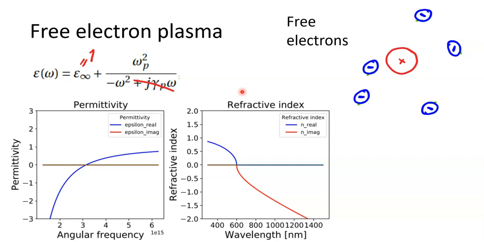Refractive index is 0 for negative permittivity, and large imaginary part shows high optical loss. This also indicates high reflection from plasma at long wavelengths, but plasmas are transparent at short wavelengths and high frequencies.